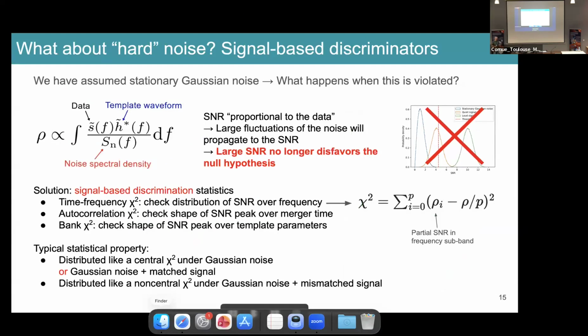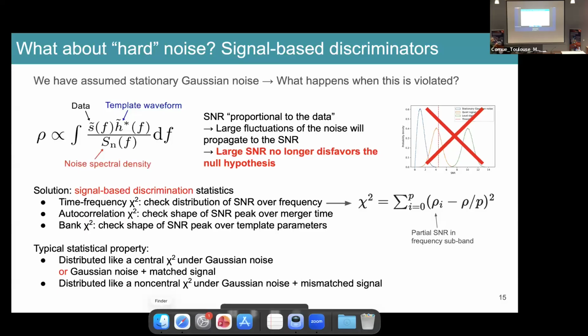Okay, very nice. Are we done? Absolutely not. We are just starting. Remember that assumption that noise is stationary and Gaussian? Well, Francesco told us that we have data quality problems. So we need to talk about what happens in those data quality problems.